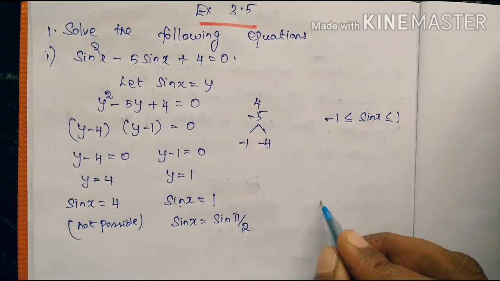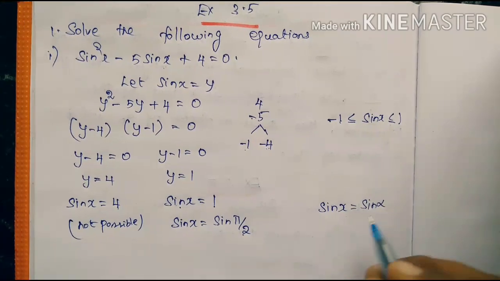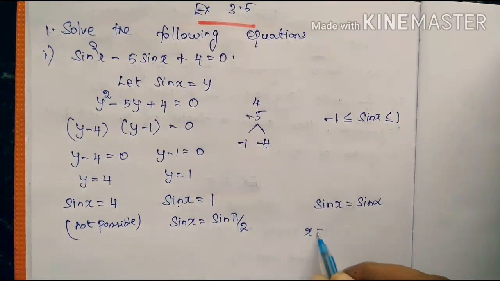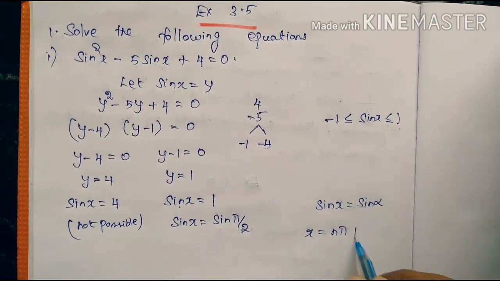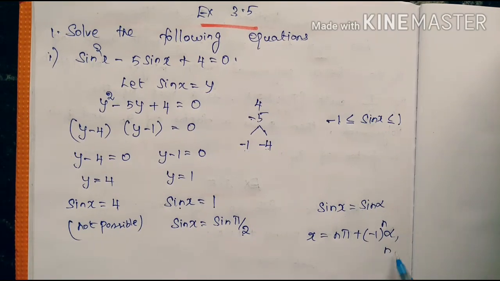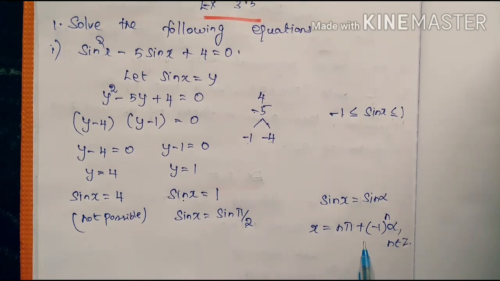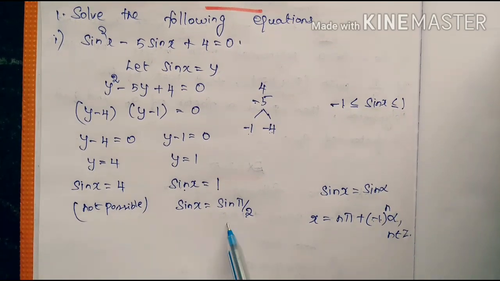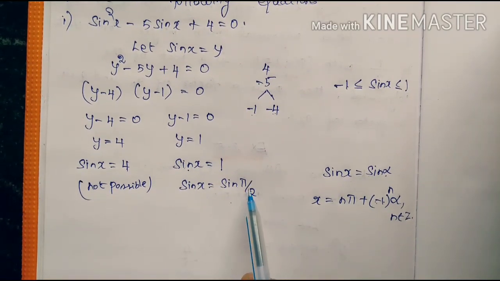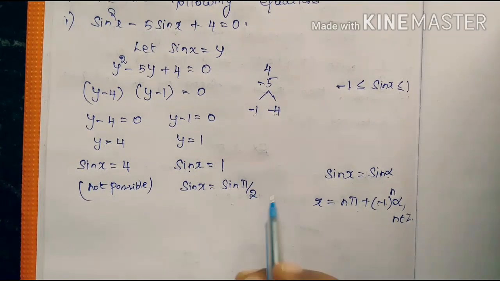If the trigonometrical equation is like this, that is sin x is equal to sin alpha, then the general solution for this one we can write as x is equal to n pi plus minus 1 the whole power n into alpha for all n belongs to Z. This is the solution we already studied in the 11th standard. So applying this format here, sin x is equal to sin alpha. Here sin x is equal to sin pi by 2.